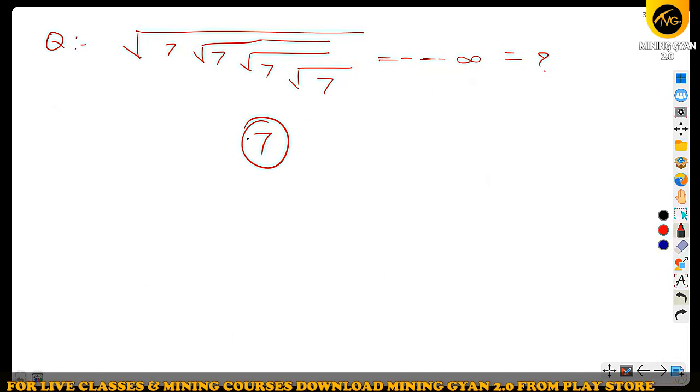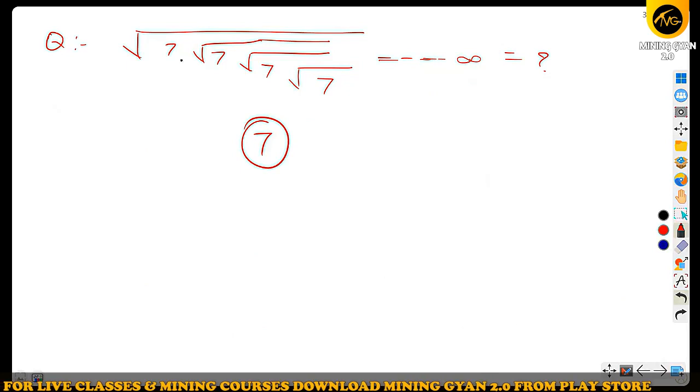Basically, they give this type of question to confuse you, but we can easily find the same number as the answer which is used in the under root. Clear? If there is no sign and the series goes to infinity, the answer will be the same number.